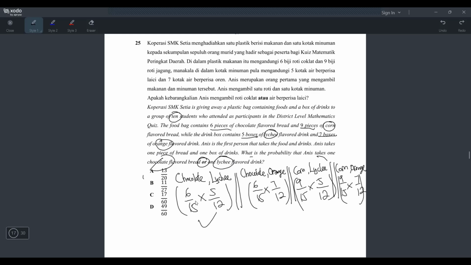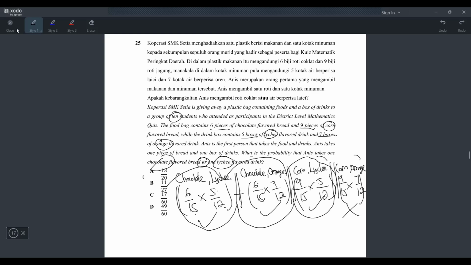It means this one can take, this one also can take, because chocolate or means chocolate only also can, lychee only also can. So chocolate is okay, lychee is okay, but this one is not okay, right? So what we will do is 6 over 15 times 5 over 12, plus 6 over 15 times 7 over 12, plus this one times this one. It means I add all these values like this. Then I press the calculator and you will get your answer, right?